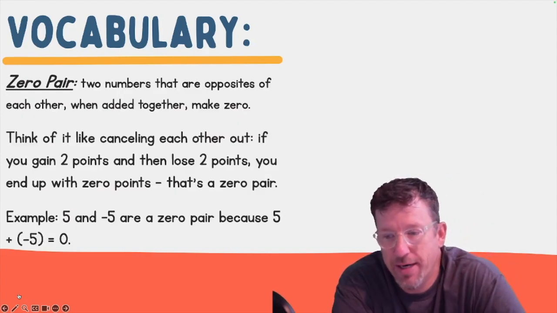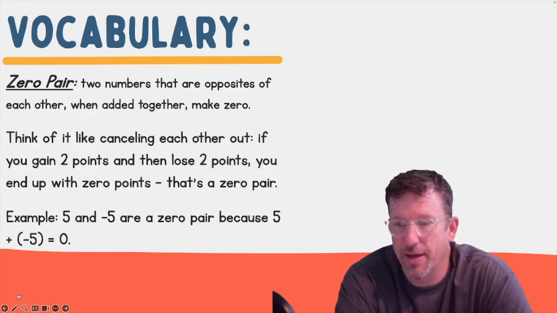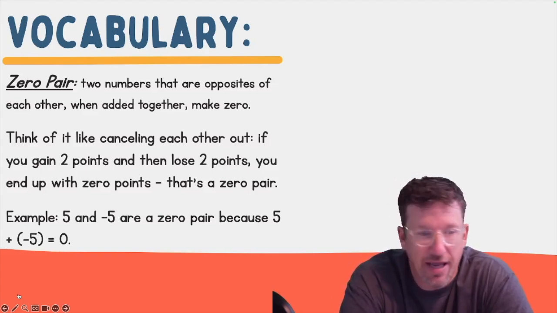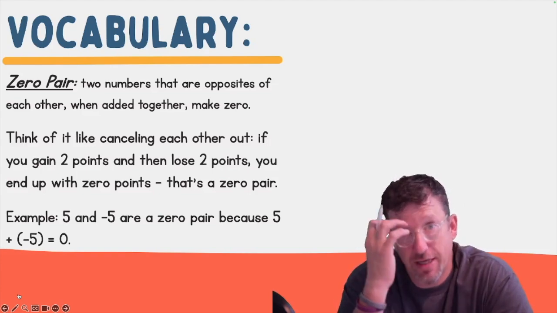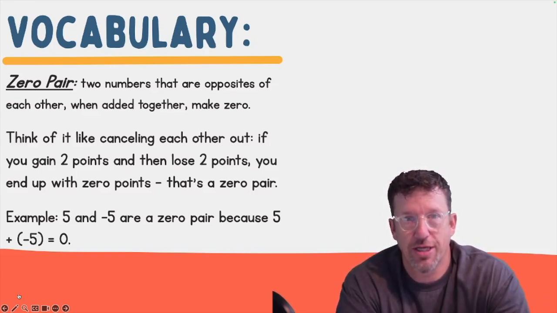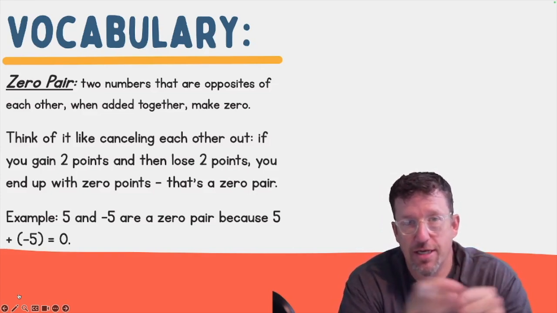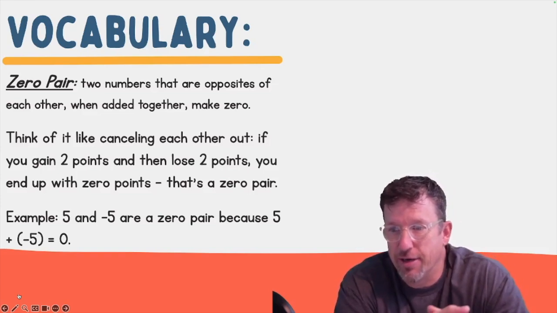Next one is zero pair. This may not make a lot of sense to you, but we're going to dive into this and it will help out. So think about whenever you were doing absolute value, you were looking at maybe a 7 and a -7, and what was their absolute value? Both of them had the same absolute value of 7, right? So if you added those two numbers together, a pair of numbers, you get 0. So a number and its opposite are a zero pair. So think of it like canceling each other out.